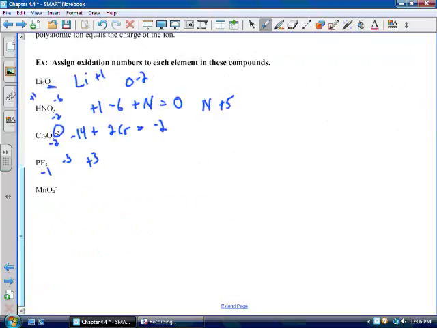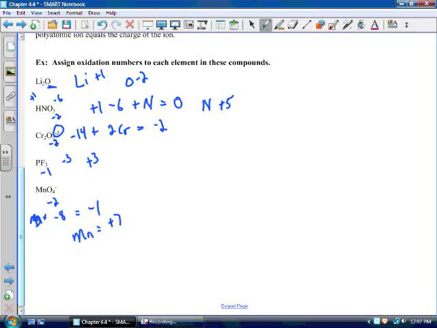In a permanganate ion, oxygen is -2. I have 4 of those for a total of -8. So -8 plus manganese has to equal -1. By a little algebraic expression, we can figure out that manganese is +7.